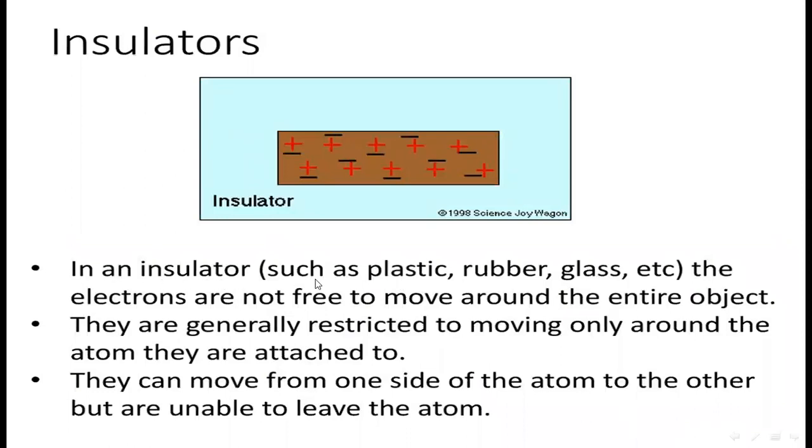Insulator. In an insulator such as plastic, rubber, glass, etc., the electrons are not free to move around the entire object. They are generally restricted to moving only around the atoms they are attached to. They can move from one side of the atom to the other, but are unable to leave the atom. An insulator does not allow electricity to pass through.